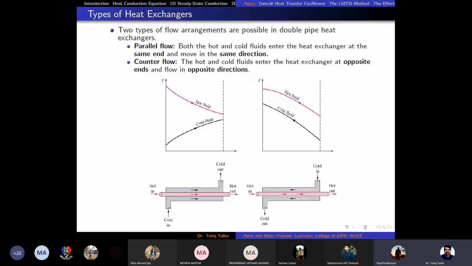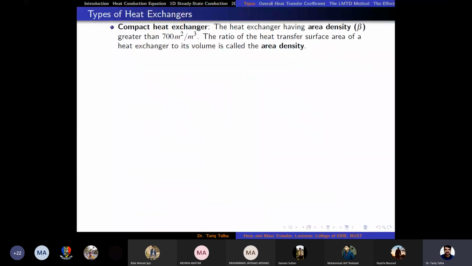Okay, ji. So we are going to have the quiz in 15 minutes time. So please be prepared for that. So let me continue with this lecture. So the second type is compact heat exchanger. So in this, the heat exchanger having area density greater than 700 meter square per meter cube.